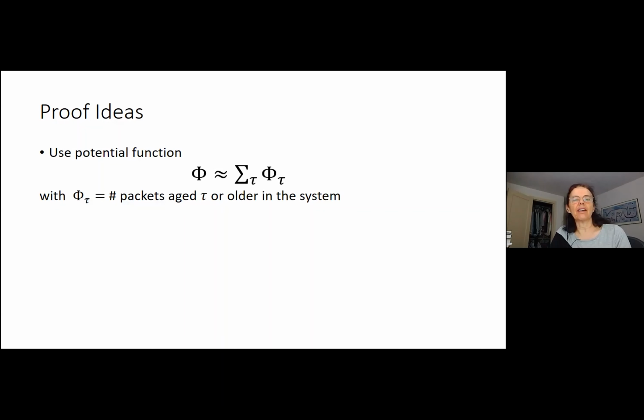So here is my favorite potential function. I guess it's built out of little potential functions. For every time tau, I will have a part of the potential, phi tau, which is the number of tau or older packets in the system. So super old packets contribute to this potential function a lot of times, right? It's older than 10 days old, it's older than 11 days old. Phi tau counts how many packets there are that are at least tau days old, and I add it up over all taus. That's my potential function.